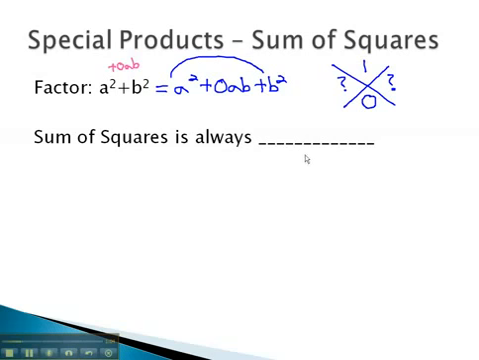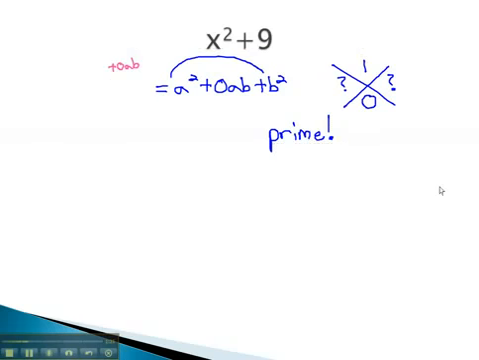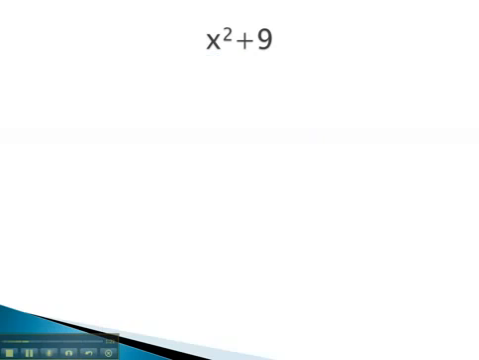This is because the sum of squares, if we are adding two perfect squares, is always prime. This means the expression does not factor. It is only divisible by 1 and itself. This means if we look at the expression x squared plus 9, and notice we're adding two perfect squares, we know right away that the expression will be prime and cannot factor.